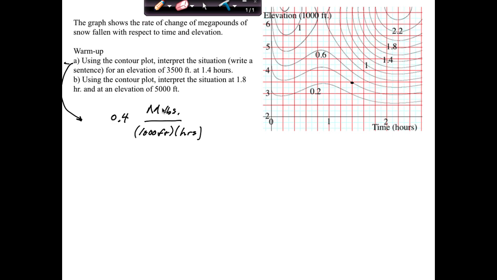And then what was the other one? For 1.8 hours, elevation of 5,000 feet. 1.6? Again, 1.6 what? 1.6 megapounds per 1,000 feet per hour.